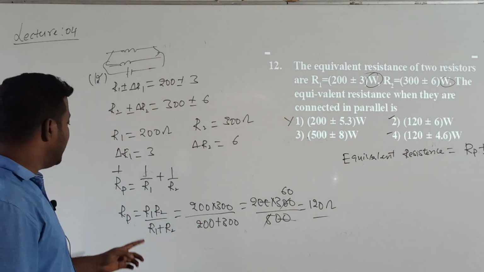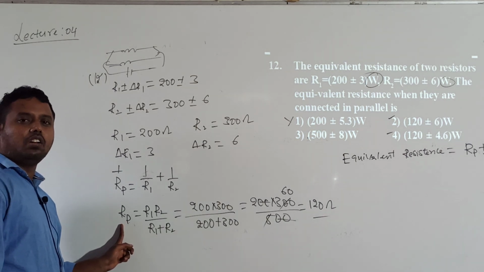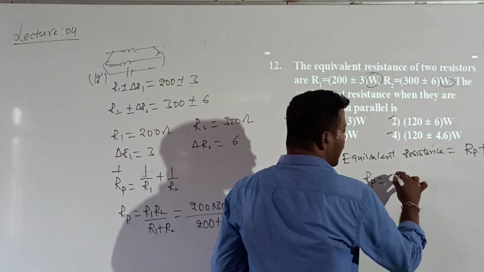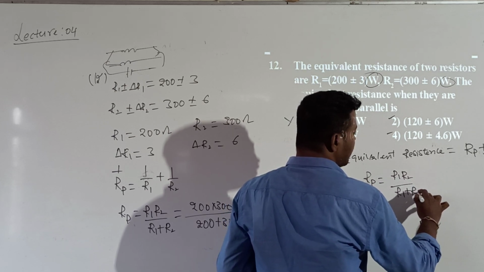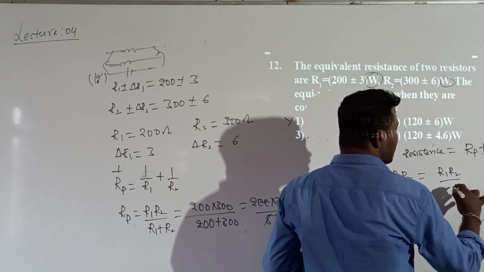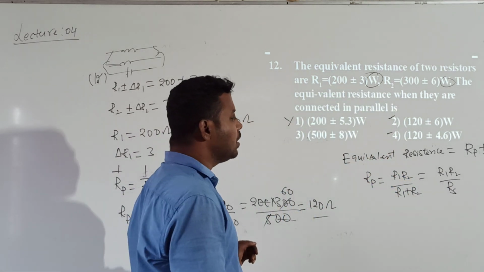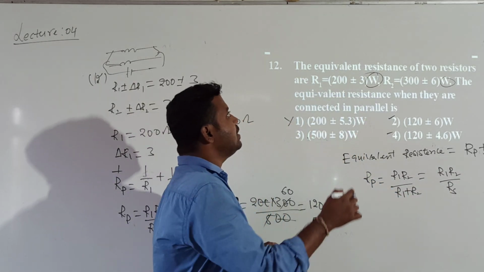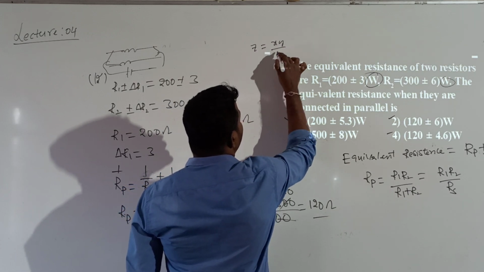Now to calculate delta Rp, two methods are there. You can follow the differentiation method or the direct method. So what is the formula for Rp? Rp is equal to R1 into R2 by R1 plus R2. In this, can I write R1 into R2 as a product, and R1 plus R2 simply as Rs, the resistor in series? Now there are three quantities, X, Y, Z. If Z is equal to X into Y divided by R.